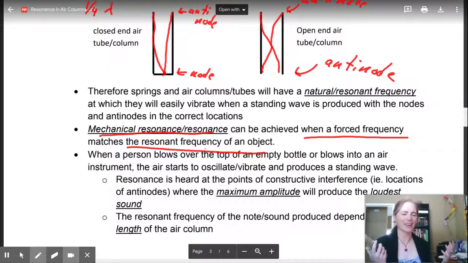I really wish we actually had the resonant tubes, but I still can't go back to the school. So I don't have resonant tubes. I have a pop bottle.